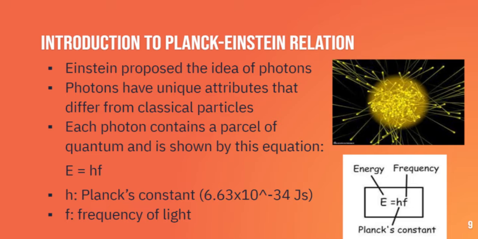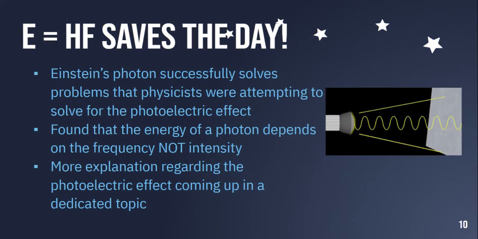Einstein first proposed the idea of photons, which have unique properties that differ from classical particles. Each photon also contains a parcel of energy. The formula E equals hf is significant because it solves the problems that were associated with the photoelectric effect. It shows that the energy of a photon depends on the light frequency and not the intensity. If the energy of a photon is less than the work function, even a high intensity light won't be able to eject electrons.